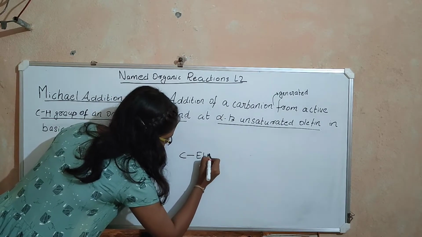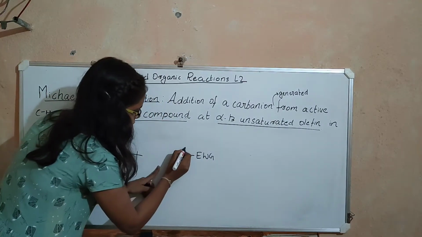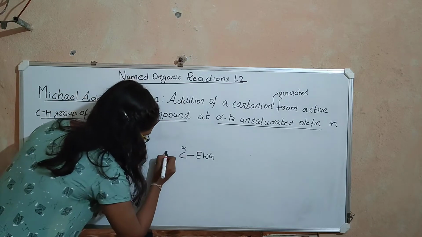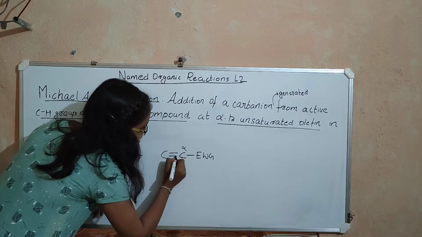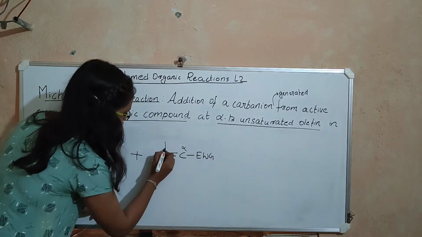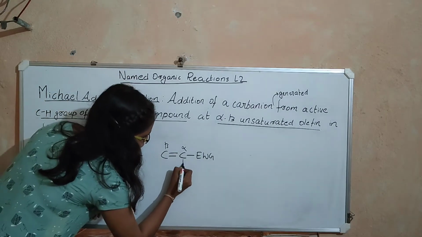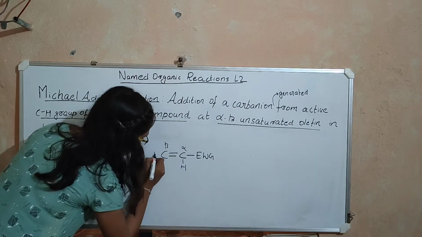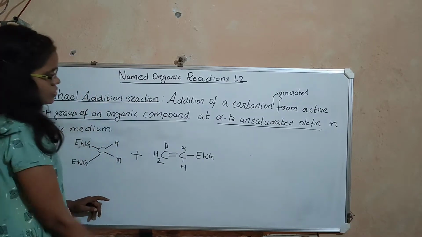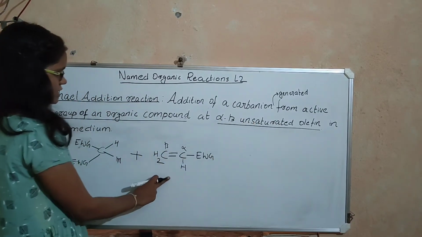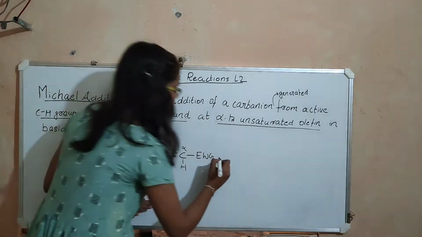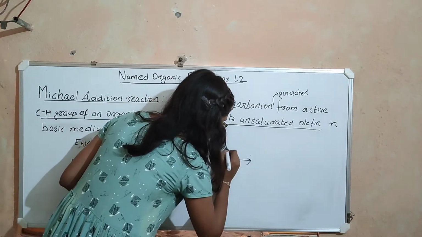This carbon has an electron withdrawing group on it, so it becomes an alpha carbon. Now here you have the beta carbon, and there is an unsaturation between the alpha and beta carbon. Now let us satisfy the valency by putting hydrogens. So this is our alpha beta unsaturated olefin. Now this reaction is happening in the presence of a base.